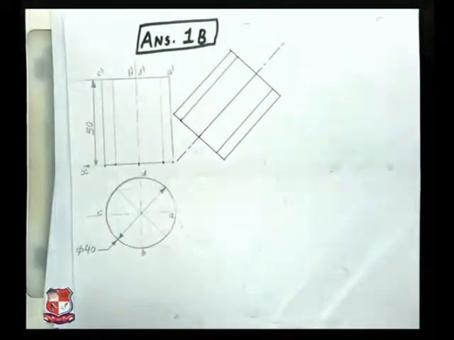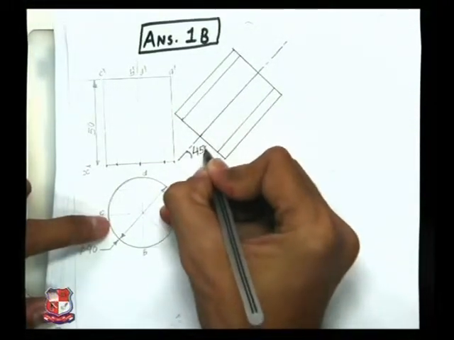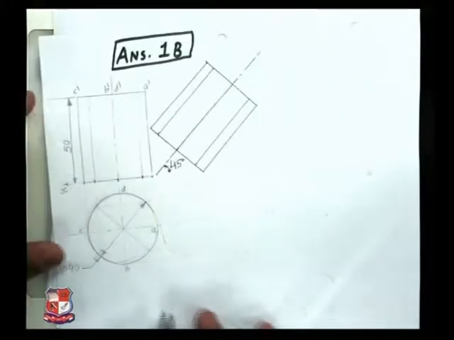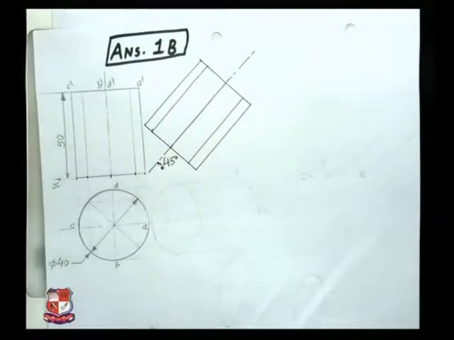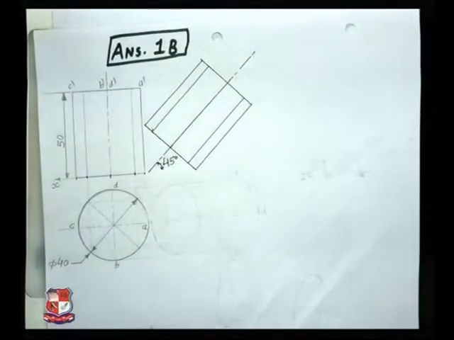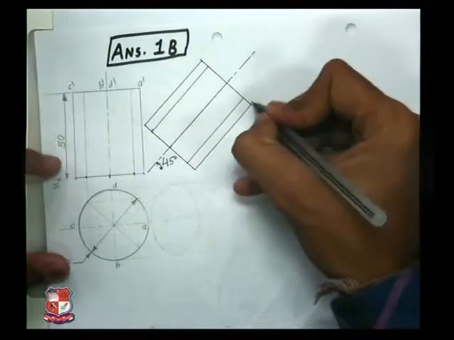So here this angle is 45 degrees, which is given in the data, the angle of this axis with the XY line. So that we have drawn. Now the next step, how to draw its top view, this view. For that, let me pick up each point.